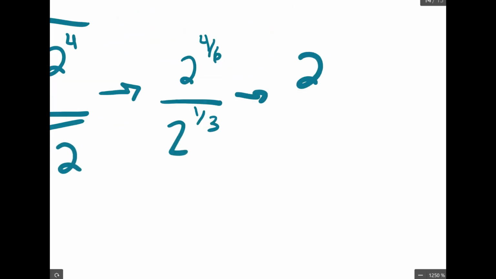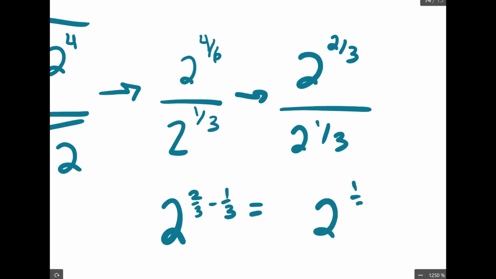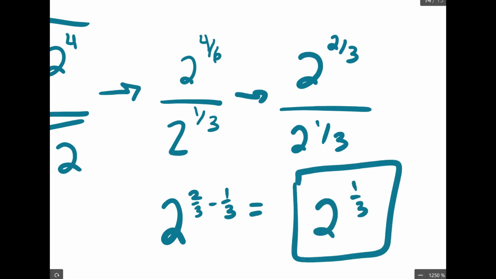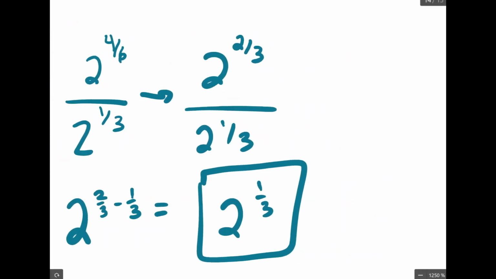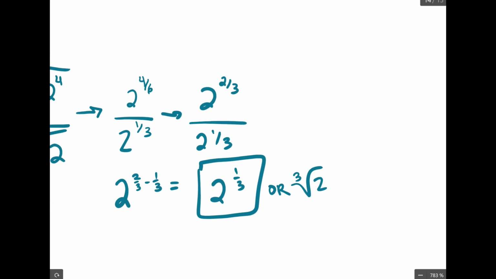Okay, 2 to the 2/3, just simplify that, over 2 to the 1/3. Let's use rules of exponents. So I do the exponent on top, 2/3, subtracting the exponent on bottom, so minus 1/3, gives me 2 to the 1/3 power. I also could write this as the cube root of 2. That means the exact same thing.